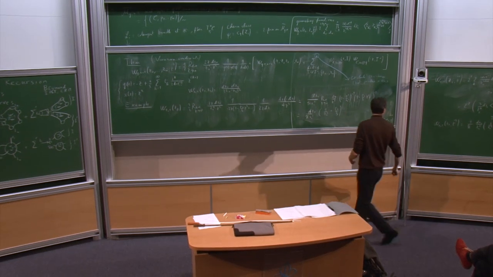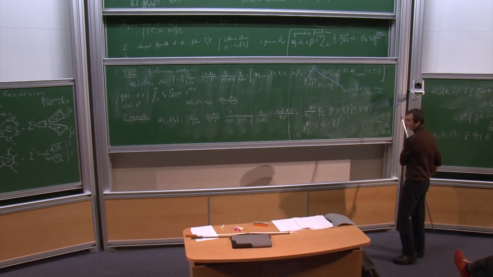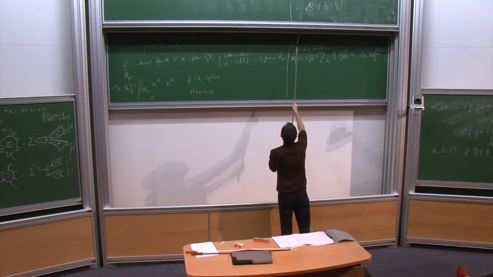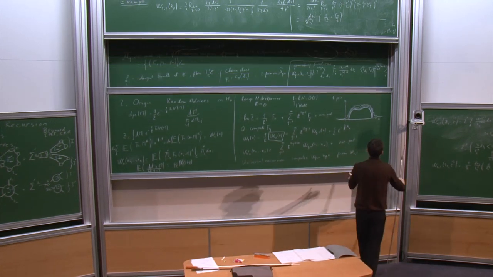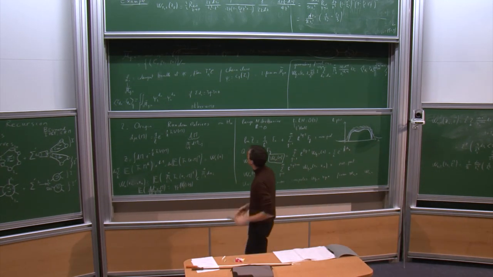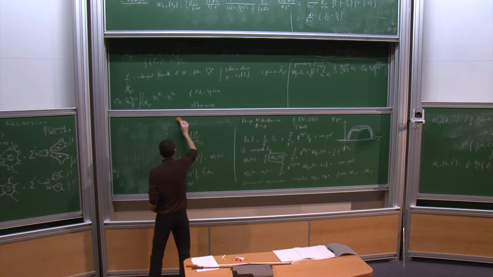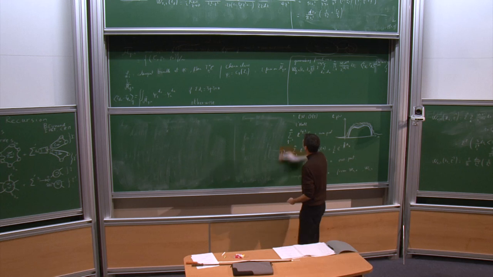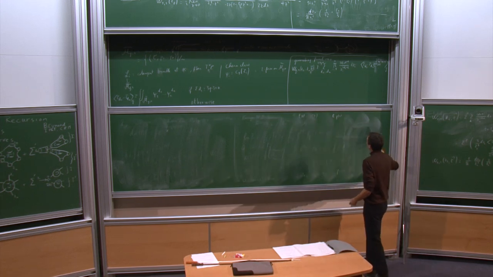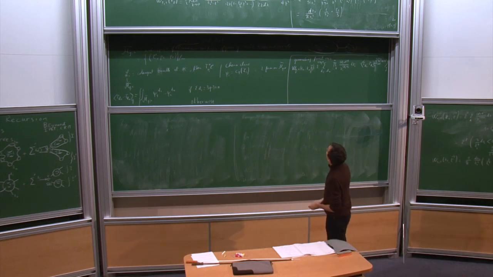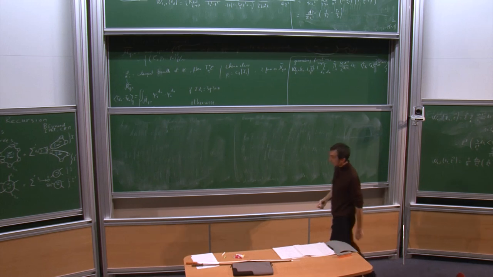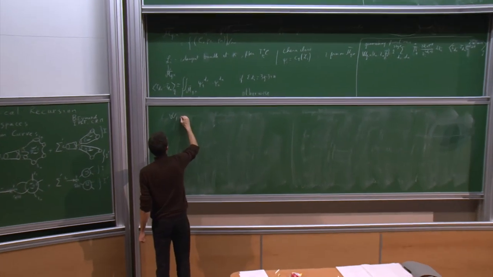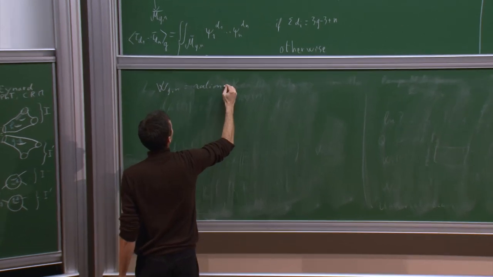So, okay. I'll probably stop very soon. I just want to write what psi is for that case. So you see that whenever it computes, it's easy to see that every W_{g,n} will be a rational function of its variables. So W_{g,n} will be a rational function of the z_i's.